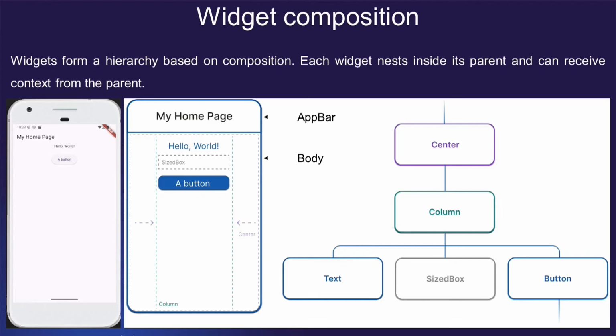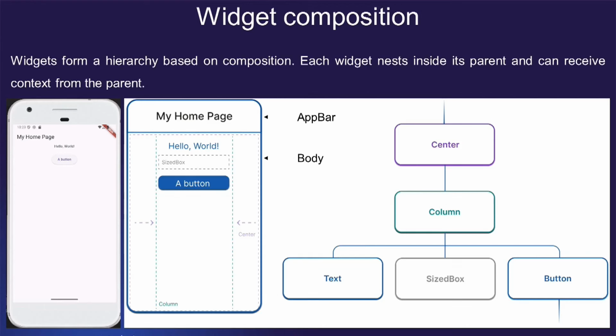Now hello world is a text, then there is a space between hello world and the button, so it is a size box, then there is a button, and all these are arranged in the center using the column layout widget. And there is a material app. Inside material app there is a scaffold. Inside scaffold there is an app bar and body, and inside body you can see first there is a center in which we have placed a column widget, and inside the column we have placed three widgets: text, size box and button.